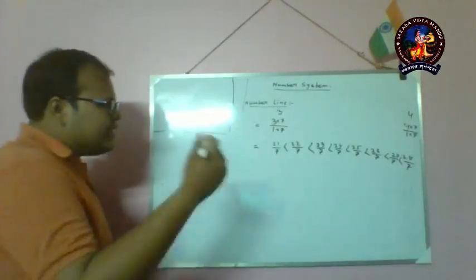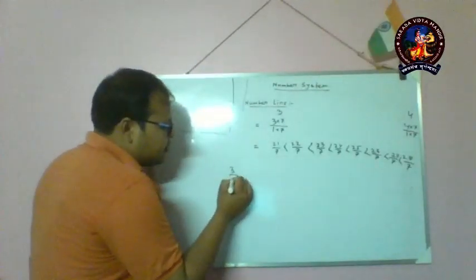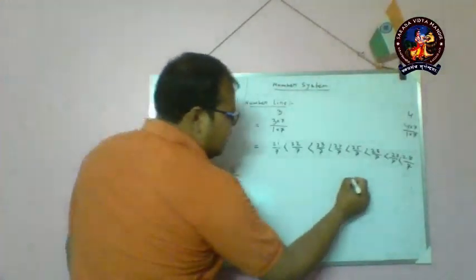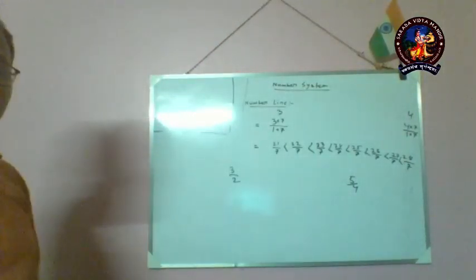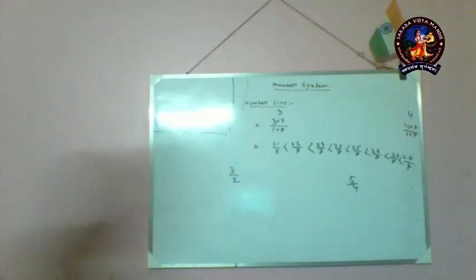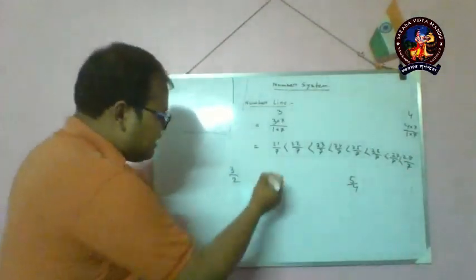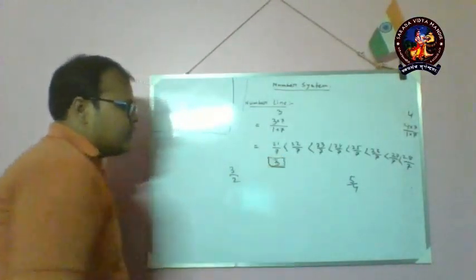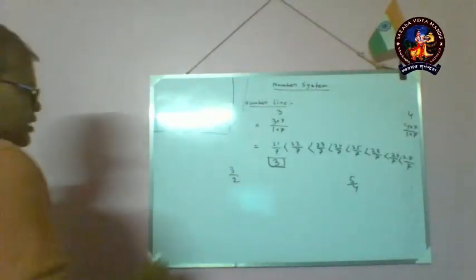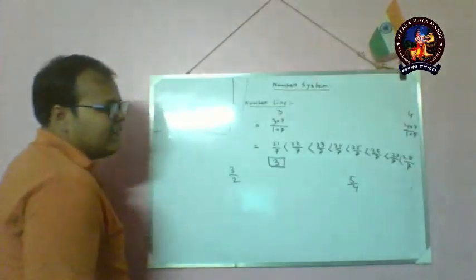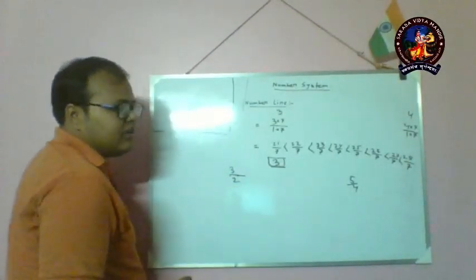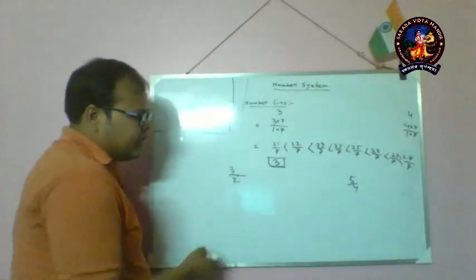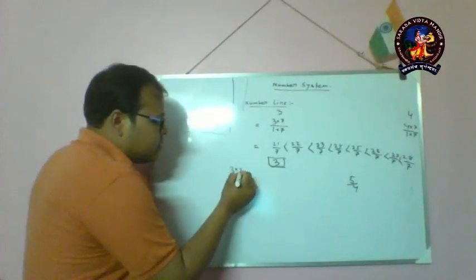Let's take another example here. Suppose 3 by 2 and 5 by 4. These two rational numbers are given to us, and we have to find 3 rational numbers in between them. First of all, we have to convert both of them into like fractions. How to convert them into like fractions? First you do the LCM of 2 and 4. And we know how to convert them into the like fraction. Okay, so we have converted it.